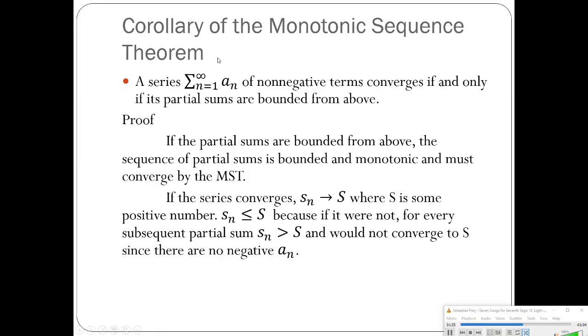First, we're going to look at this corollary of the monotonic sequence theorem from 10.1. It says a series of non-negative terms converges if and only if its partial sums are bounded from above. If you're not familiar with some discrete math, if and only if statements mean if this, then this, and if this, then this. They have to go if-then both ways. So it's actually kind of two proofs involved in doing it.